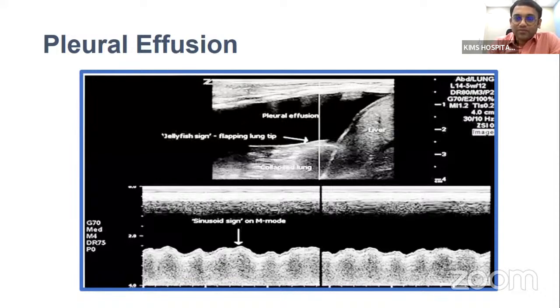Also, whenever there's a pleural effusion, if you put the probe at the costal margin, we can see that the liver has been separated from the collapsed lung. Normally, we don't see this kind of pattern. Normally the liver will be separated by the diaphragm, and some A lines or B lines can be visible here. If you are able to separately see both these things with an anechoic area, this suggests a pleural effusion, and this collapsed lung can move with the breathing and appears as a flapping lung tip or jellyfish sign. If you put an M mode here, then this appears as the sinusoidal sign, which is the movement of the lung in the fluid. When these signs are present, it usually suggests pleural effusion.